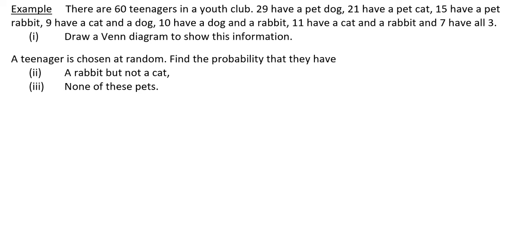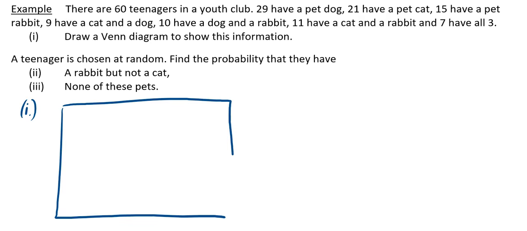Okay, in this example, which is our last example for this video, it says there are 60 teenagers in a youth club. 29 have a pet dog, 21 have a pet cat, 15 have a pet rabbit, 9 have a cat and a dog, 10 have a dog and a rabbit, 11 have a cat and a rabbit, and 7 have all three. Part 1 says draw a Venn diagram to show this information. Okay, this can feel a wee bit overwhelming. You have an awful lot of information, so we're going to give you a wee trick for how we do this question.